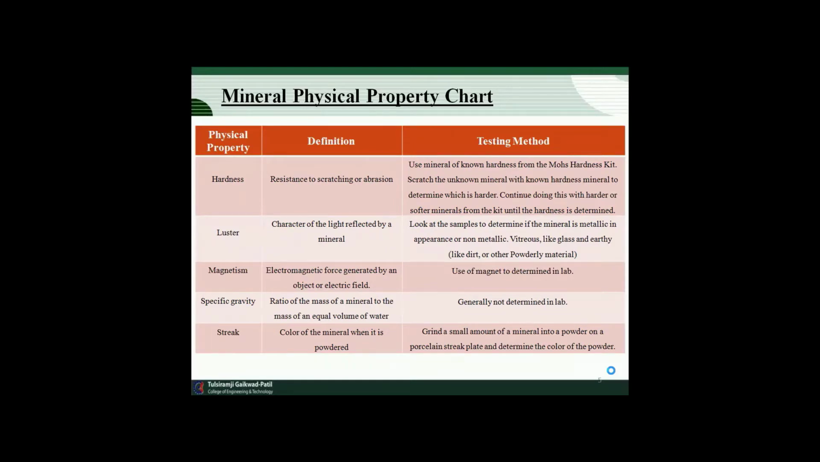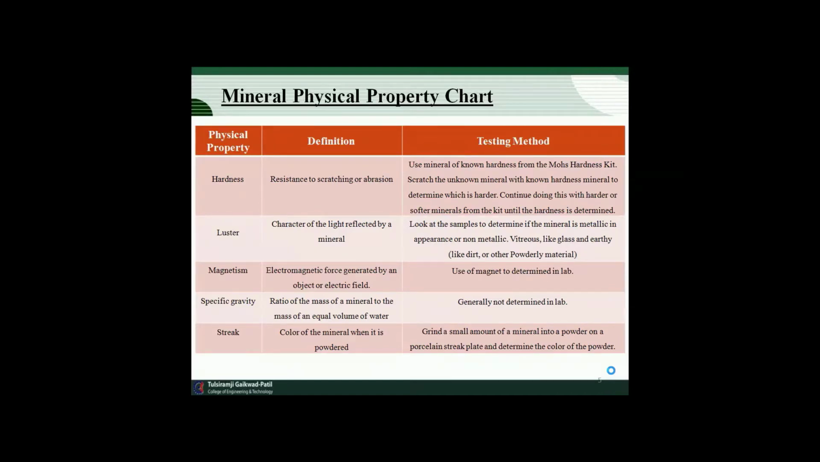Next physical property is luster. It is defined as the character of the light reflected by a mineral. For testing, look at the samples to determine if the mineral is metallic in appearance or non-metallic, vitreous like glass and earthy like dirt or other powdery materials. Next physical property is magnetism. It is defined as the electromagnetic force generated by an object or an electric field. For testing, magnets are used to determine it in the laboratories.